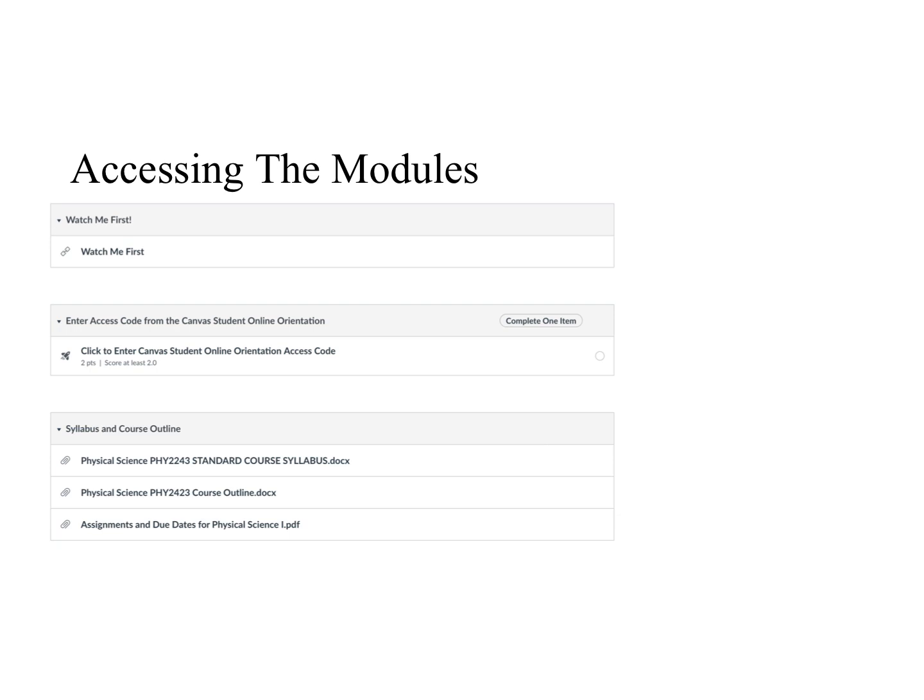Now at the very tip top of the page, you'll see the Watch Me First video, and that's this video. That's it. So if you are watching this video, you're good to go for that. Now down below that is the module where you have to enter an access code from the Canvas Student Online Orientation. And this is something that you have to do before you can complete the course.